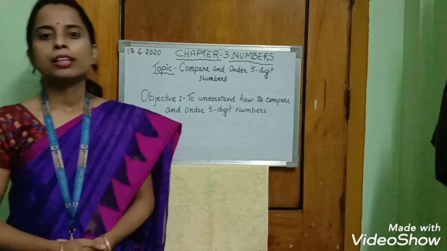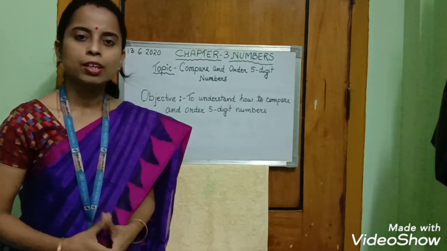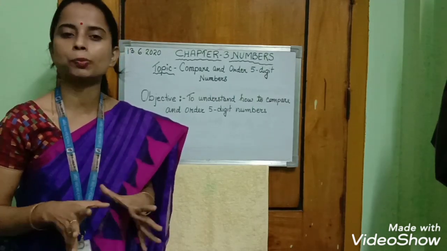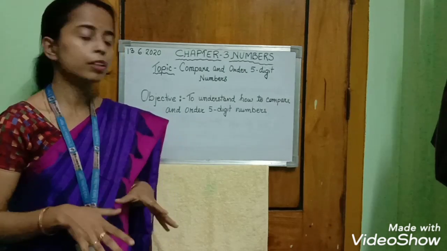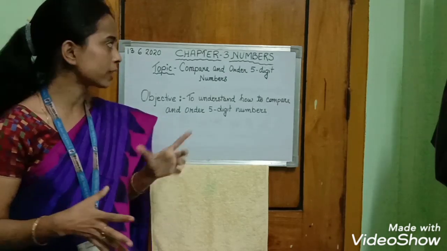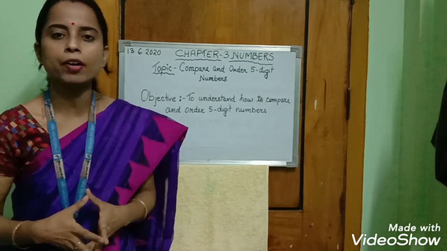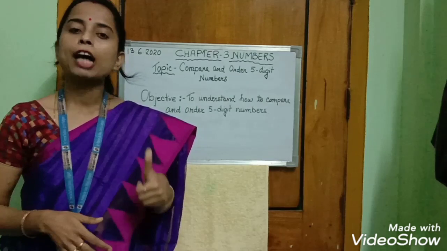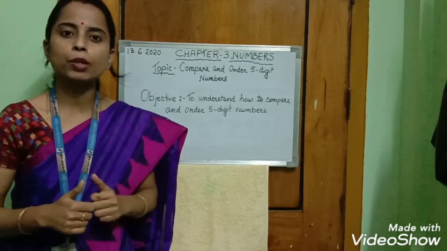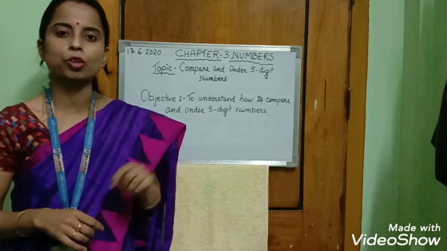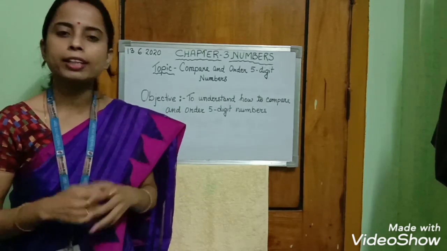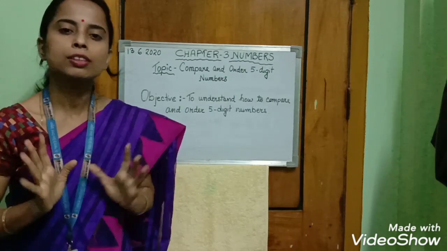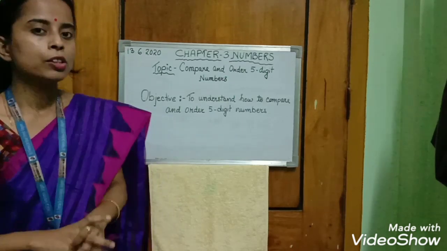So children, in our today's Mind Spark class, we are not going to discuss the Mind Spark topic. Today, we are going to learn about a textbook topic called Compare and Order 5-digit numbers. But children, at sharp 10 o'clock, I'll be uploading one worksheet related to the Mind Spark topic, that is addition. You have to complete that worksheet within half an hour and submit it, right?